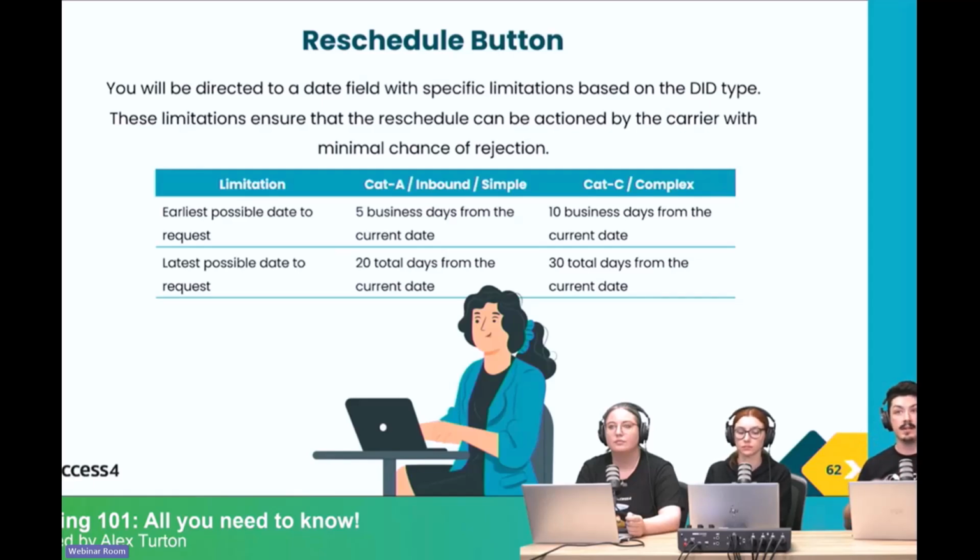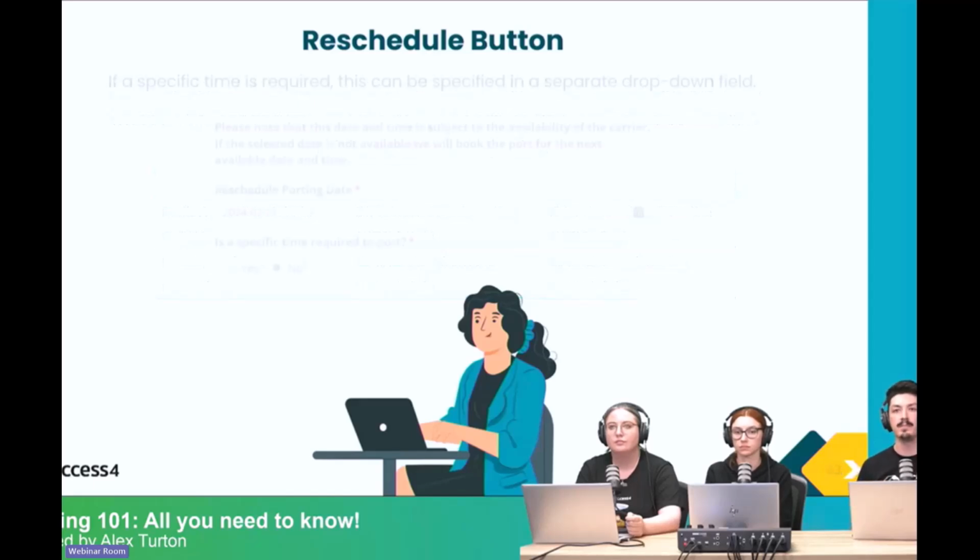And then for Cat C and Complex, it's 10 business days from the current date for the earliest and 30 total days from the current date for the latest. All right. So there are some restrictions that apply. Again, if you need any help with rescheduling something outside of these timeframes, you can reach out to us and we can look into it for you more. But these are the general timeframes that we have to follow as well. And it's the standard process for all rescheduling going forward with carriers.